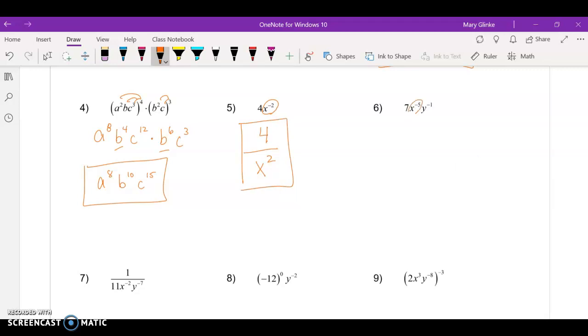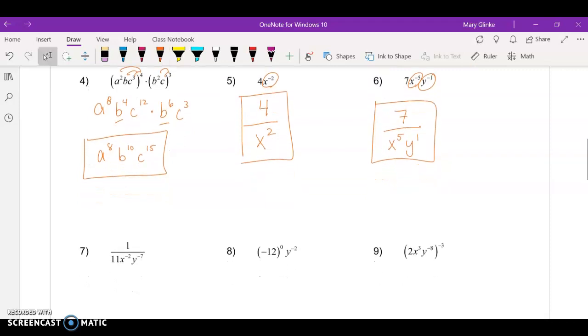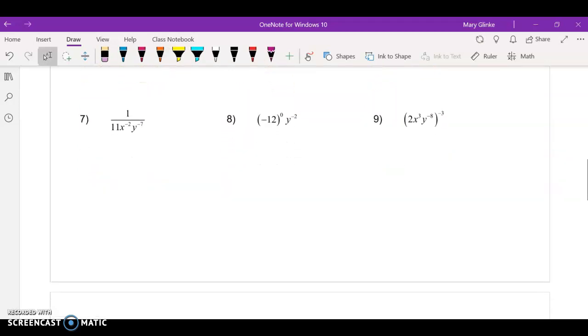Likewise, for the next one, it's x to the -5th and y to the -1st. So those are the ones that are going to move down to the denominator. And you get 7 over x to the 5th and y to the 1st. Whereas number 7 is the same idea here. The negative exponents would be x to the -2nd and y to the -7th. When they're in the denominator, they're going to move up to the numerator to become a positive. So it's x to the 2nd and y to the 7th over 11.